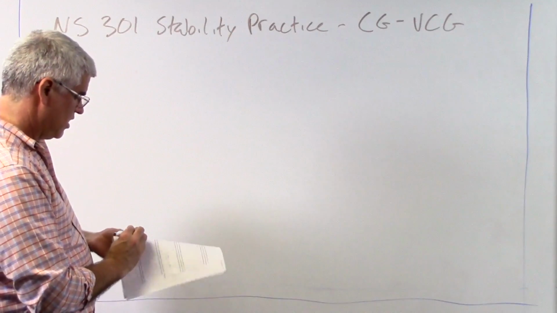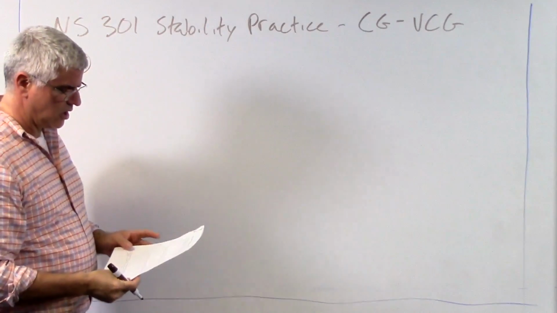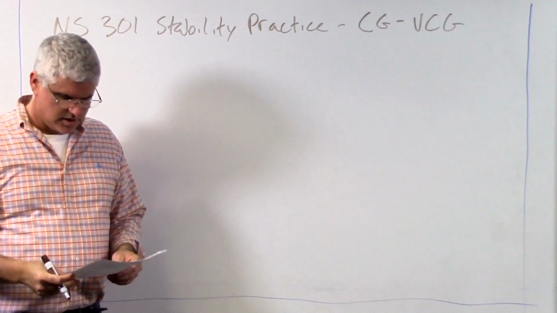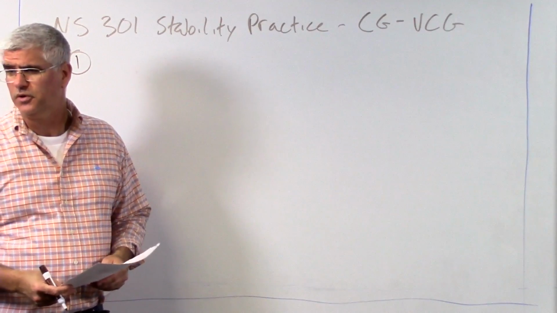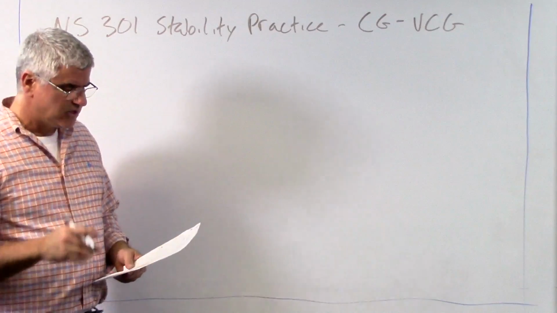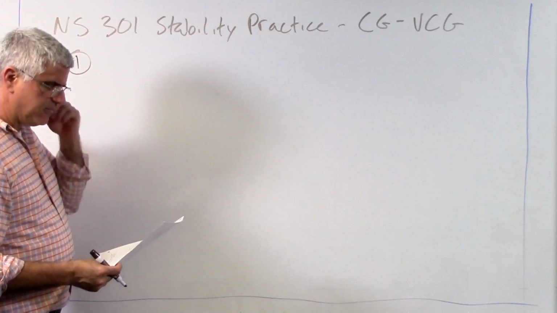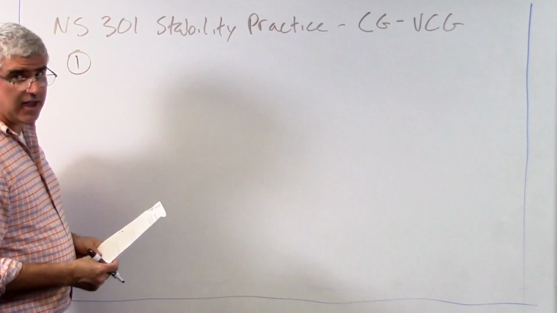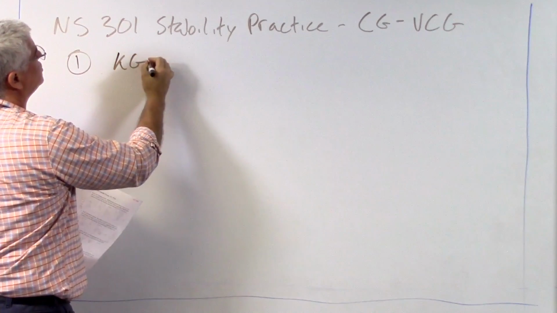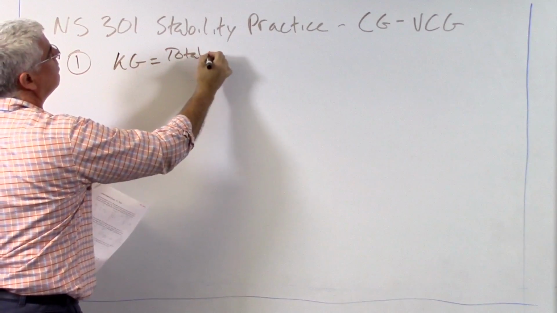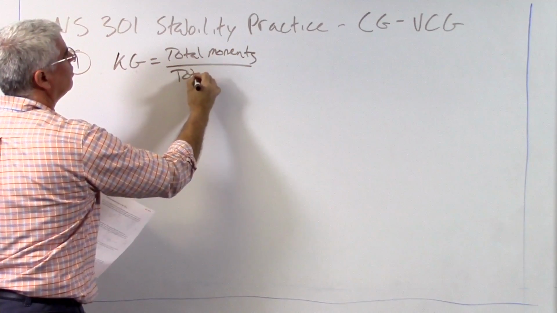Okay? So the first problem, it turns out you can do most of these problems, certainly this first one and the second one, either by theory of moments or by GG. Let's go ahead and we'll do it by theory of moments first. Theory of moments is a way of calculating KG. So KG is going to equal total moments divided by total weights.